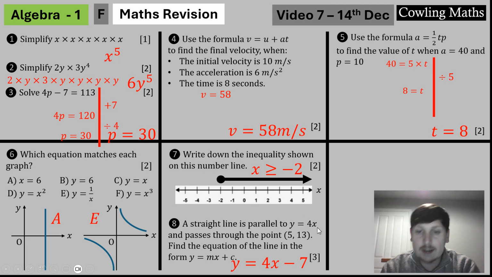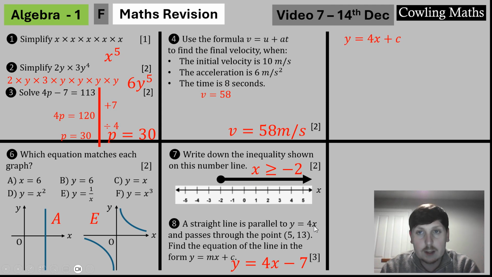So a parallel line has to have a gradient of 4 as well. So if we start with y equals 4x plus c, because it's got to have the same gradient to make it have a steepness of 4. Now we need to make that line go through the point (5, 13). So we've got the x and the y value. X is 5 and y is 13.